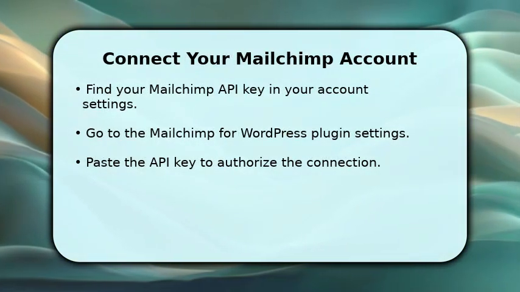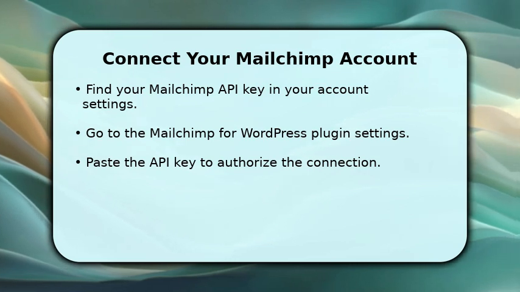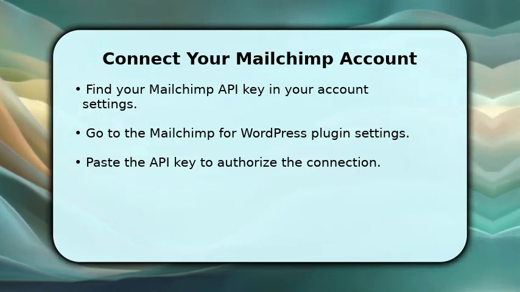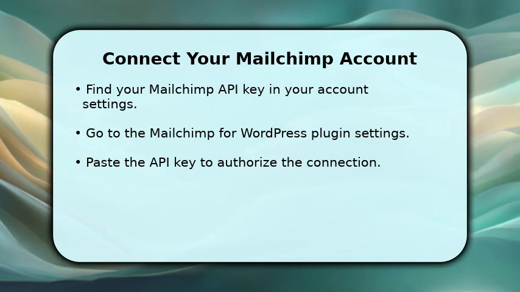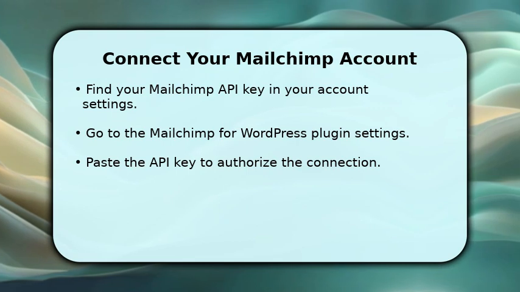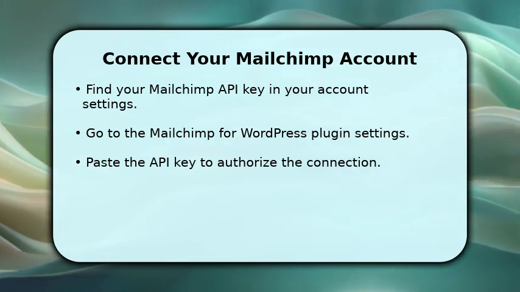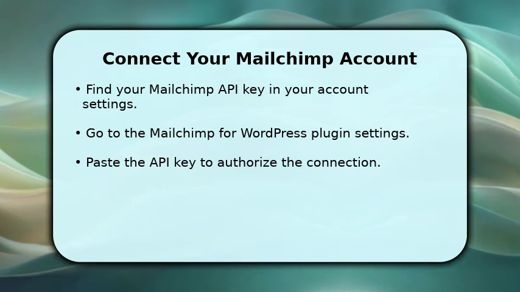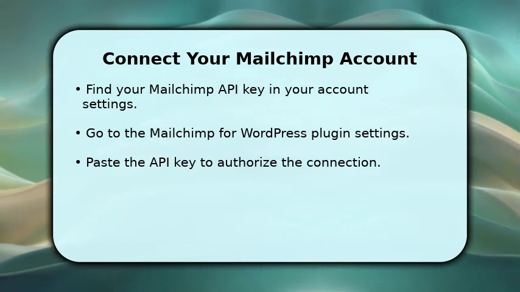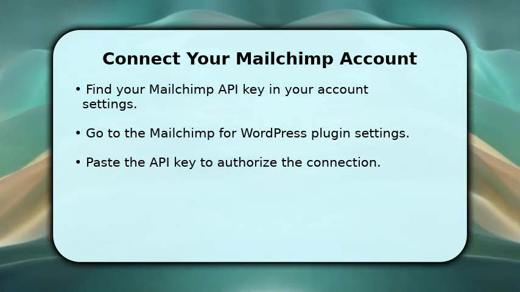Next, you need to connect your Mailchimp account. Log into Mailchimp, go to your profile, and find your API keys. Copy one of the existing keys or generate a new one. Back in WordPress, navigate to the Mailchimp for WordPress plugin settings. Paste your copied API key into the designated field and save the changes. This action securely links your WordPress site to your Mailchimp audience, allowing data to flow between them.